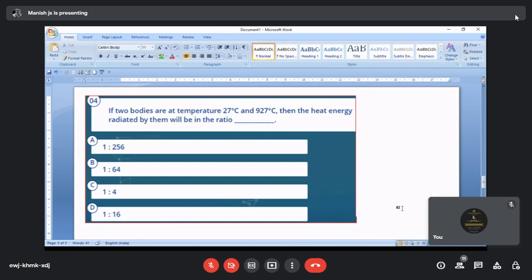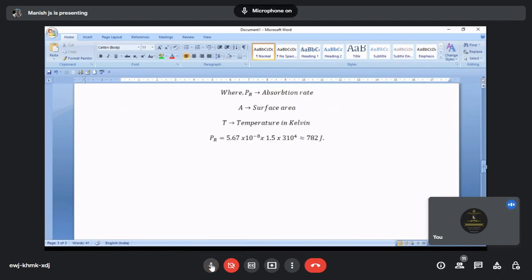We will use the same Stephen's law. 1:4? Are you sure it is 1:4? No, it is not 1:4. Just check again, it is wrong. It's not 1:4. Manish, again you will use the same law.